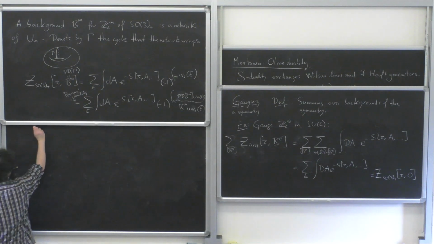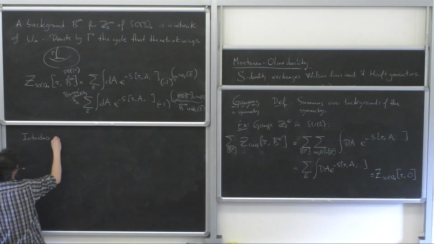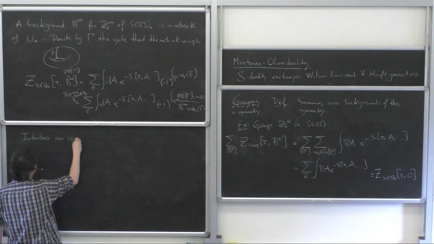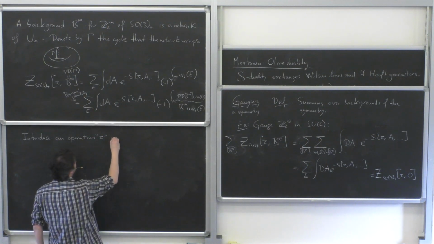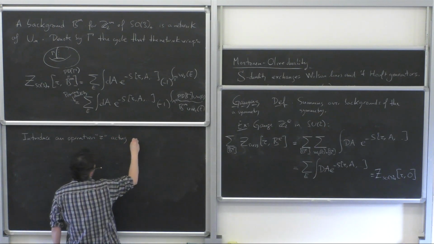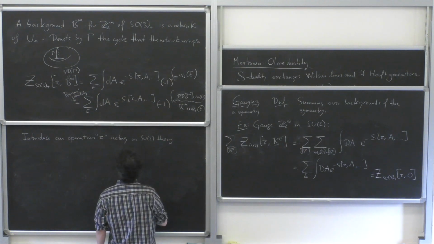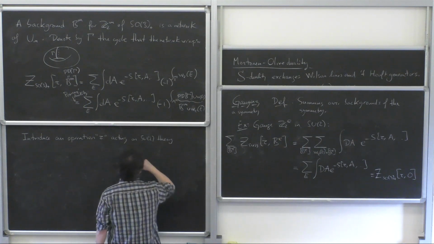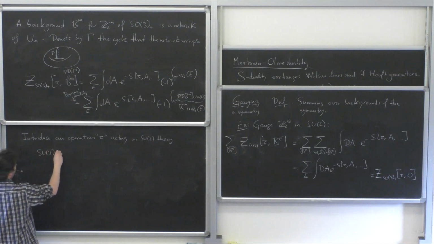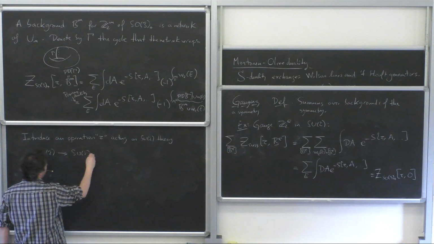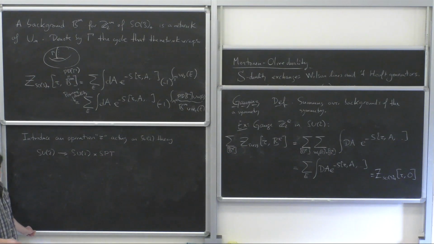So let me introduce a new operation. I'm going to call tau, acting on SU2 theory. Defined as follows. I take the SU2 theory and I couple it to an SPT that I'm going to define now. Now, what's an SPT?